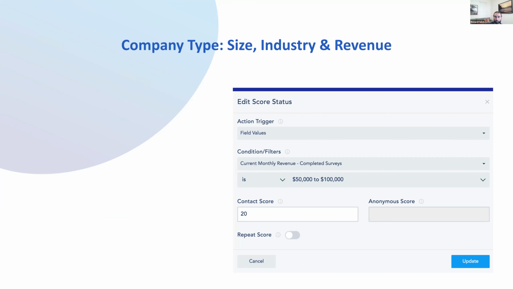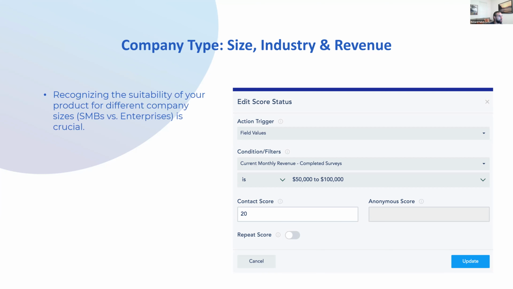Then you also have the company type, size, industry, and revenue. One example with VBOUT is if you're an agency, that's a huge differentiator in some of our modules because agencies live on VBOUT. They have an entire reseller platform. So we usually present different information based on knowing the industry. And that has an impact on the contact score as well. Okay, I'm just giving you a small example.